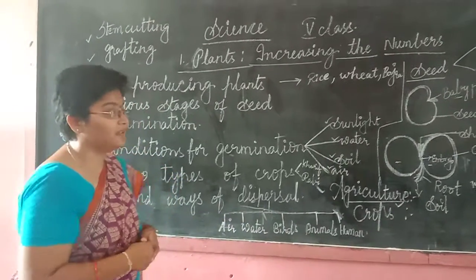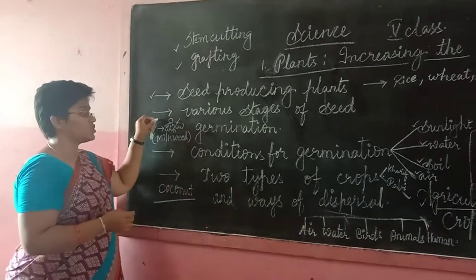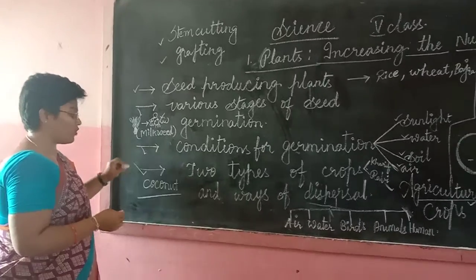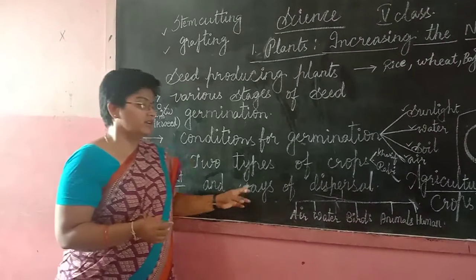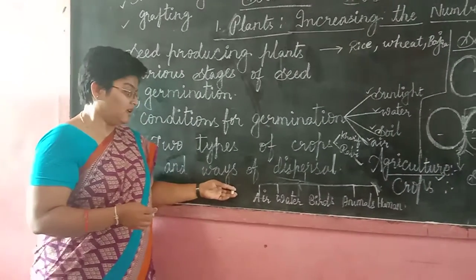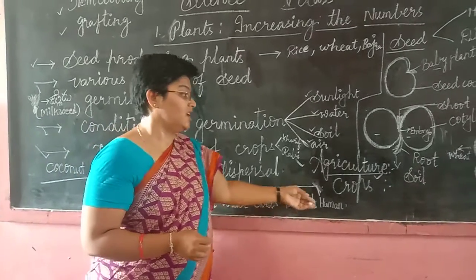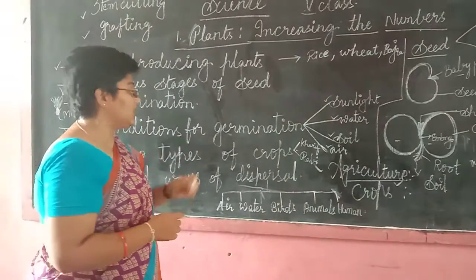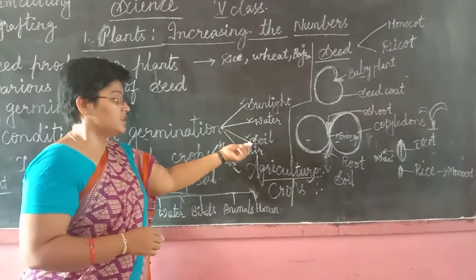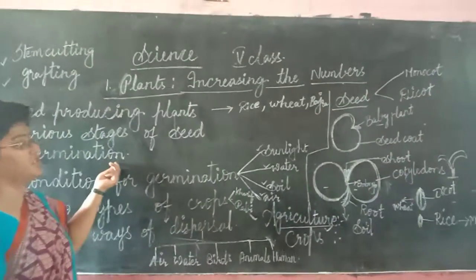Is it clear, children? Today we have seen seed producing plants, various stages of germination, conditions for germination, two types of crops, and the ways of dispersal. What are the different ways of seed dispersal? Through air, water, birds, animals and humans. And what are the different conditions for germination? Sunlight, water, soil, air.